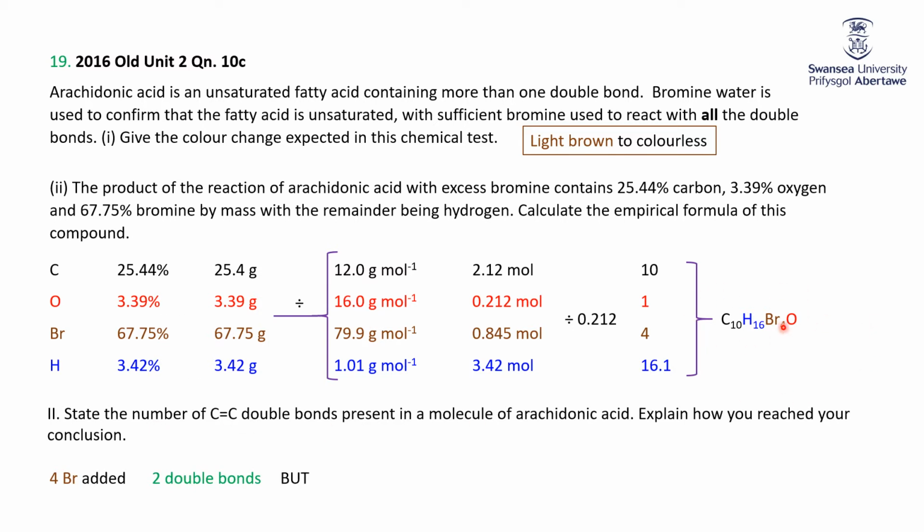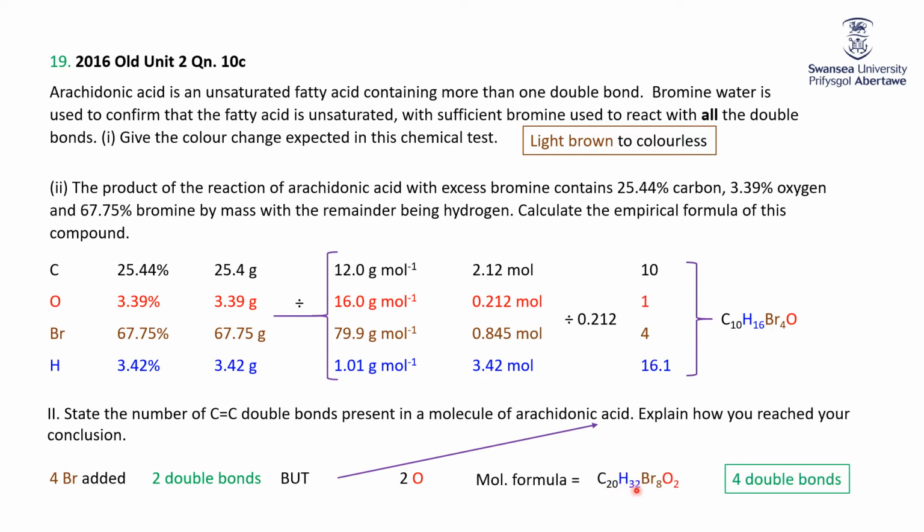First of all, this is not the molecular formula. This is just an empirical formula, which is a ratio. We're told that the compound is arachidonic acid, and acids have 2 oxygens. Thus, to have a formula for an actual acid, we have to multiply this by 2, C20H32Br8O2. So now it's not 4 bromines added, it was 8 bromines added, which corresponds to 4 double bonds.